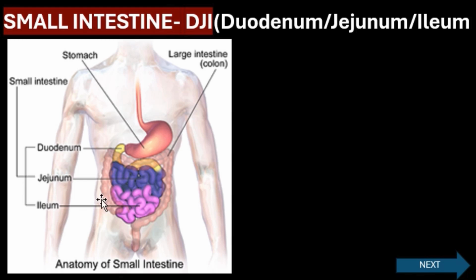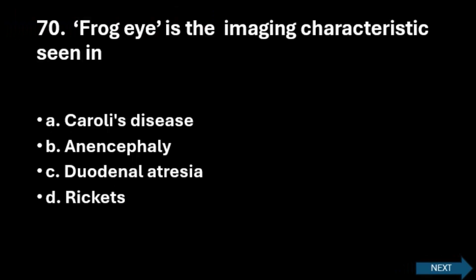Next question. Frog eye is the imaging characteristic seen in option A, Caroli's disease. Option B, anencephaly. Option C, duodenal atresia. Option D, rickets. The right answer here is option B, anencephaly.